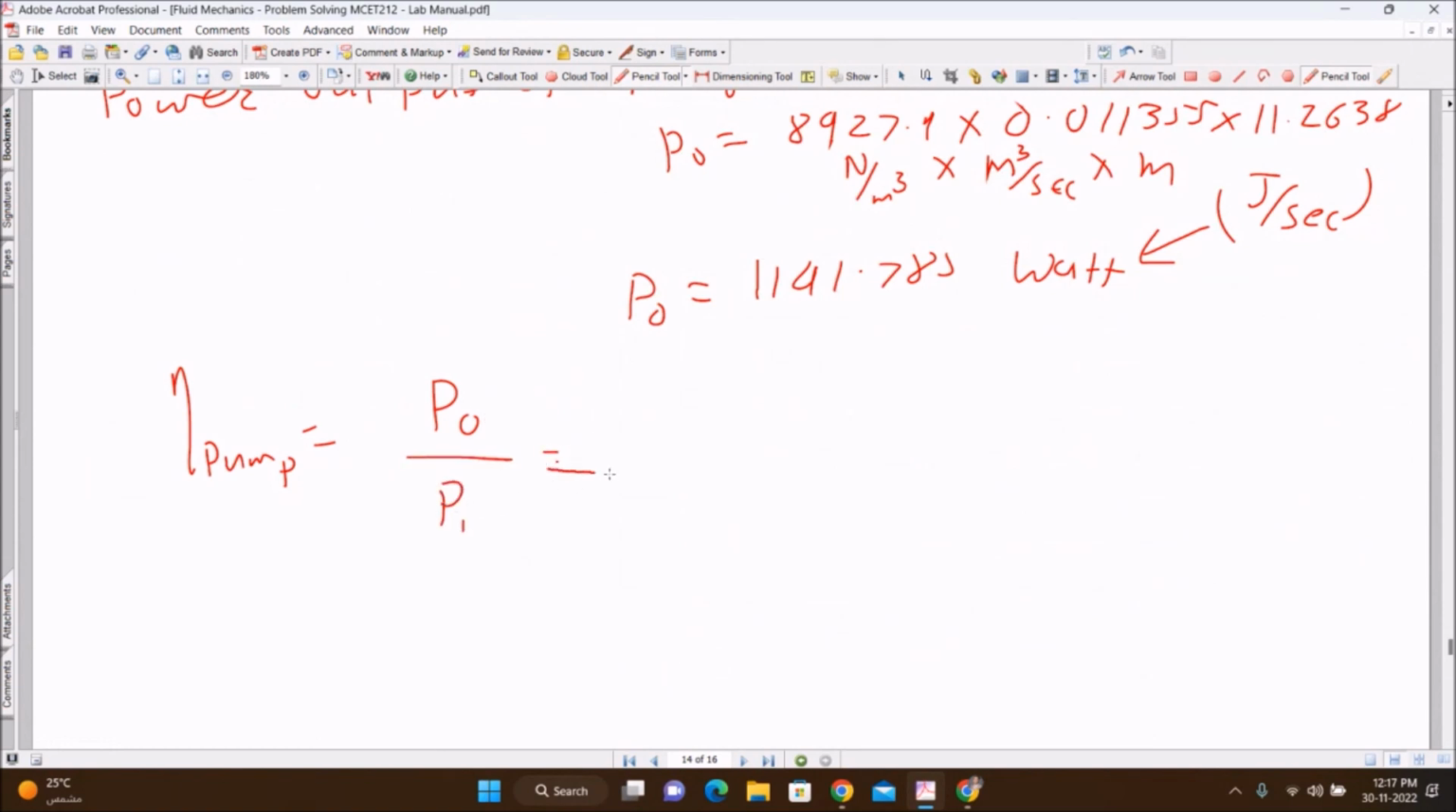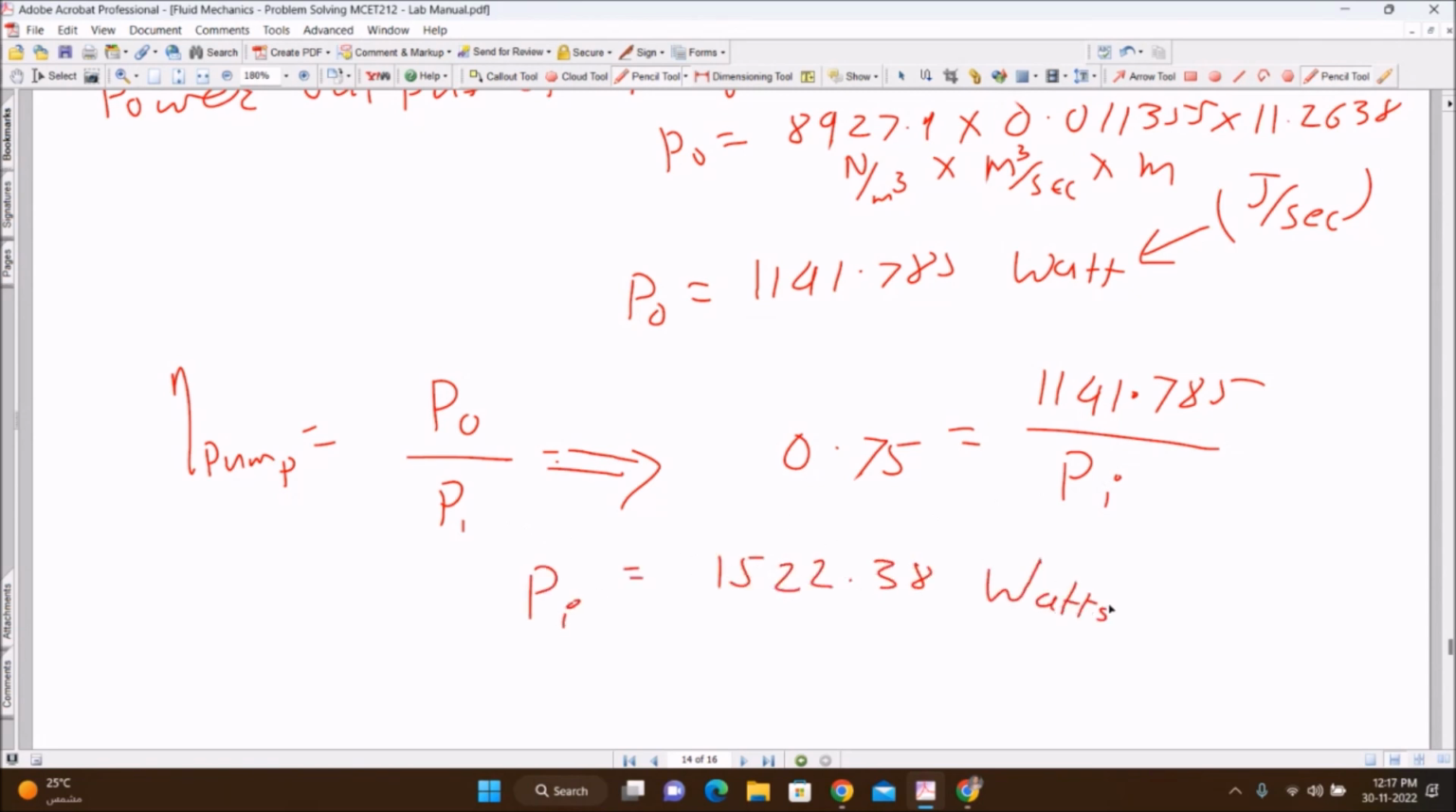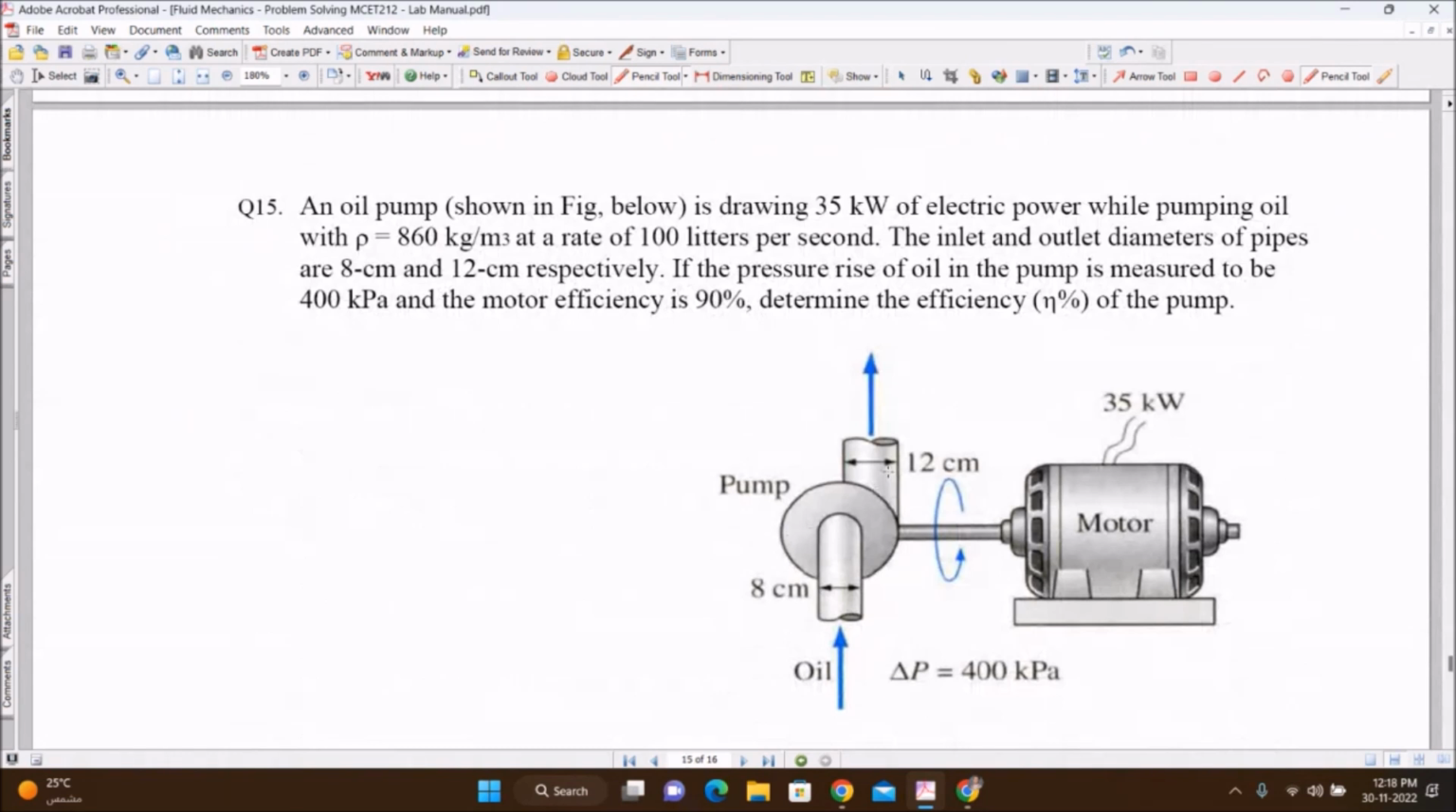Pump efficiency is power output divided by power input. The efficiency is given as 0.75, equal to power output 1141.785 divided by power input, and it is asked to find the power input. You can solve this problem also. Similarly, you can solve this problem.